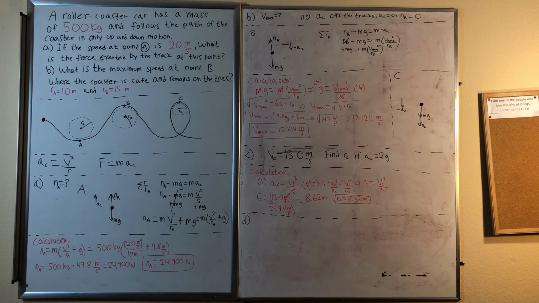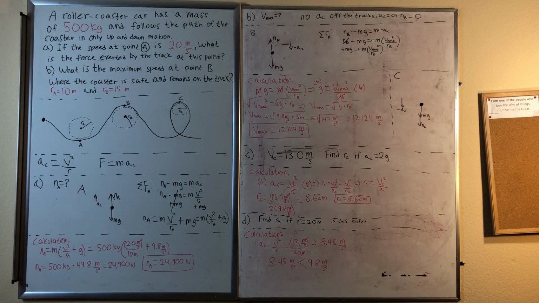Part D. Now find centripetal force for point C if the radius is 20 meters. And is this type of ride even safe? Let's find out and calculate. A sub c equals v squared over r, and plugging in, we get 13 meters per second all squared divided by 20 meters. This gives an acceleration of only 8.45 meters per second squared.